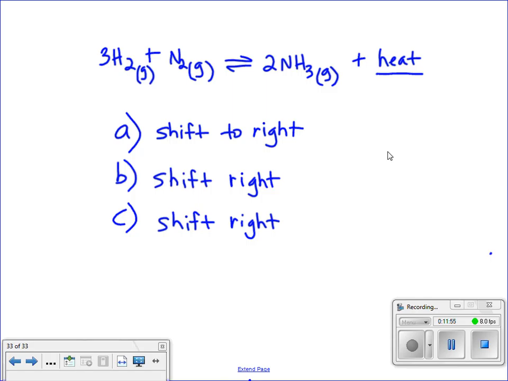So for equilibrium, if you can tell which direction that the reaction will shift in based off of concentration, pressure, and temperature, then you will be able to answer the questions on the final exam that pertain to this.